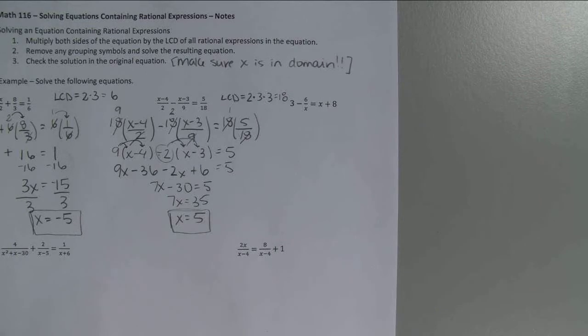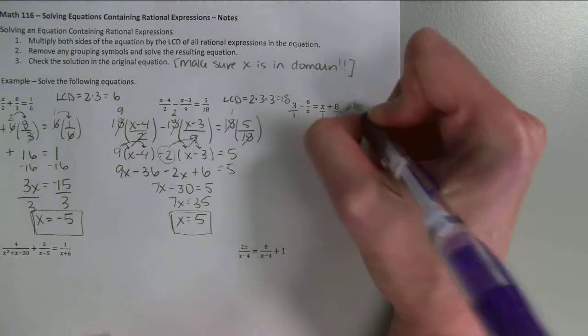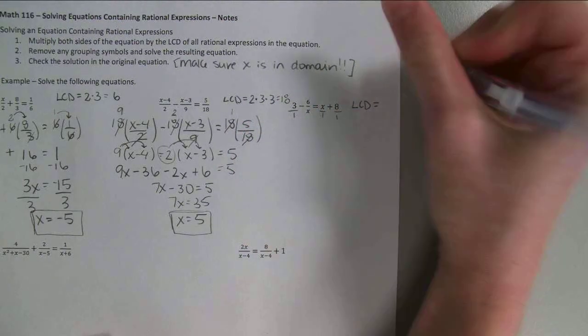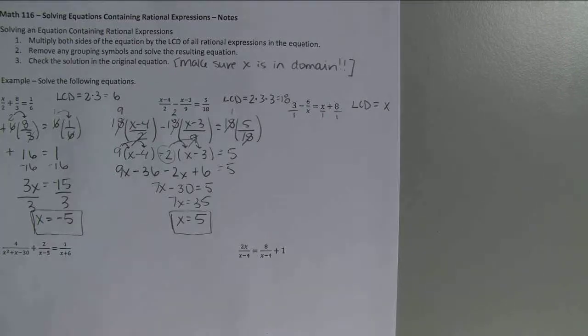Alright, let's go to this next guy. What do you guys notice about this one? What's the only denominator? X, right? Isn't this over 1, and this is over 1, and this is over 1? So if your only denominator is x, guess what your LCD is? X. Yeah, he's the only guy we need to get rid of. So what we're going to do is multiply 3, negative 6 over x, x, and 8 all by x.